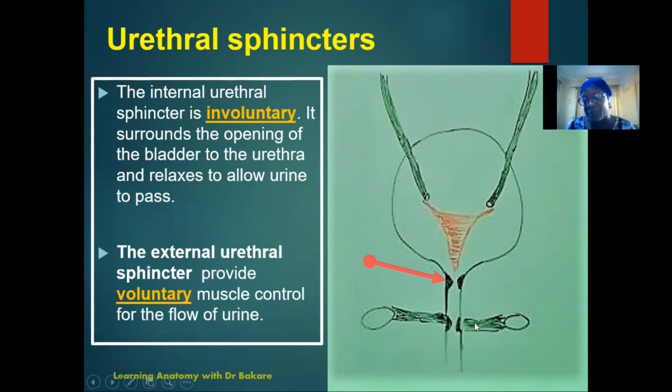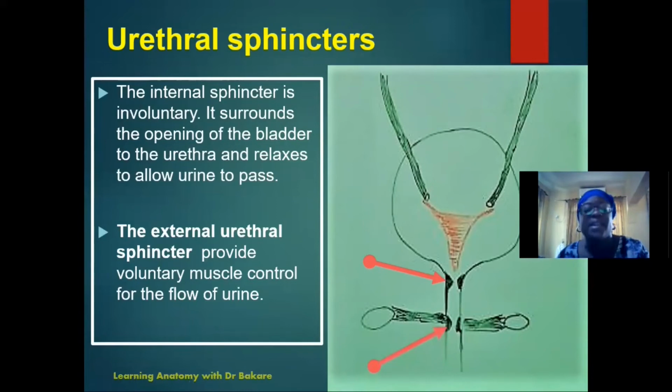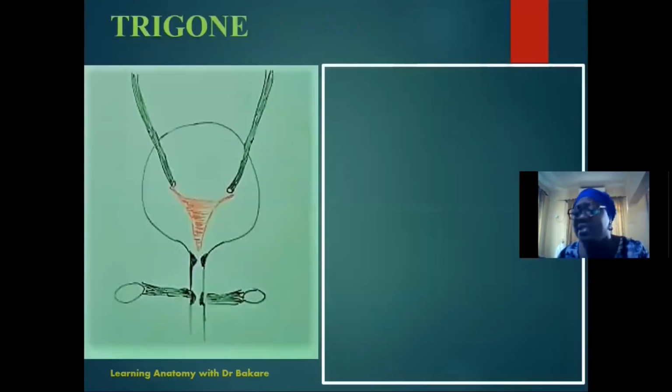It is at this point that this is being presented, because at this region, there's still a form of voluntary control. So these two sphincters help to control the release of the urine that is stored in the urinary bladder through the urethra before it's finally released to the external environment. And this is the external urethral sphincter. Then we have the trigone.